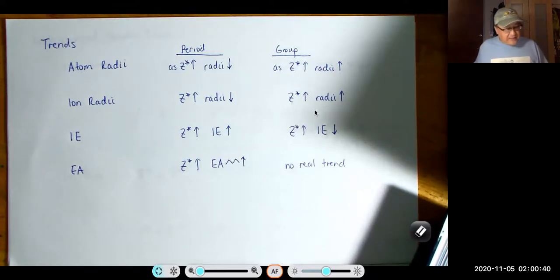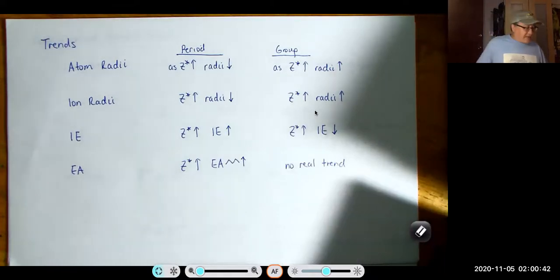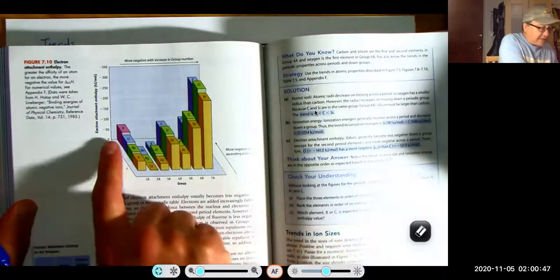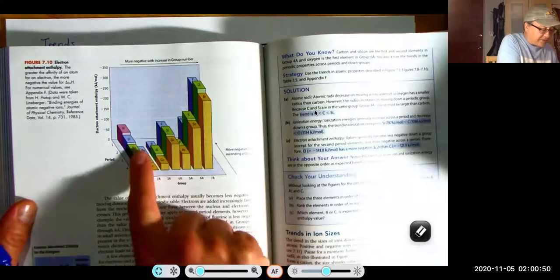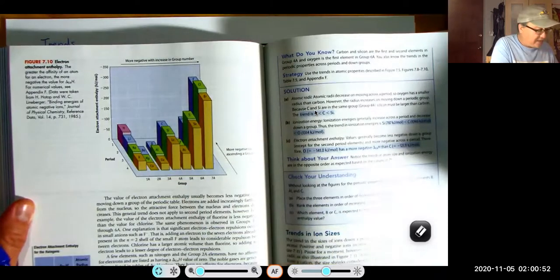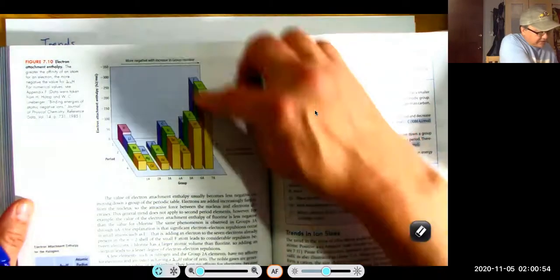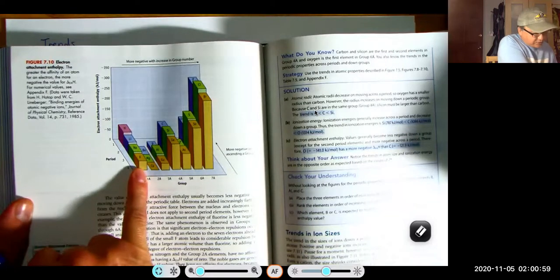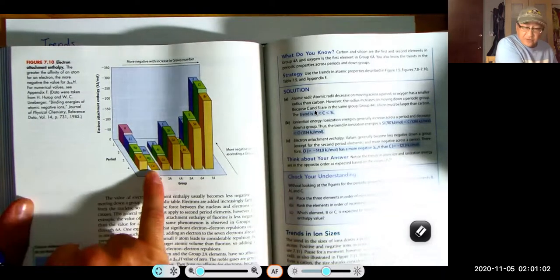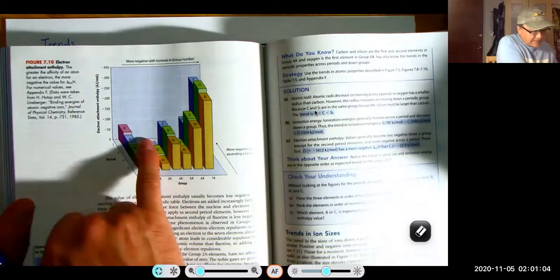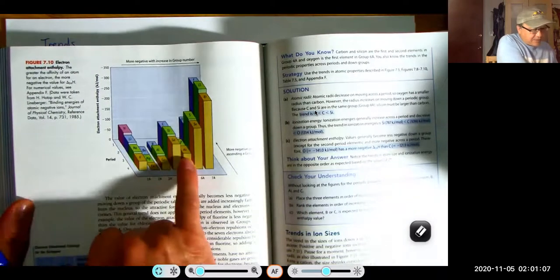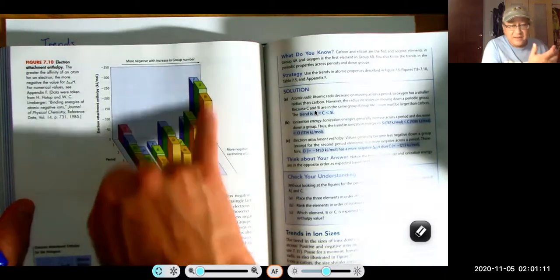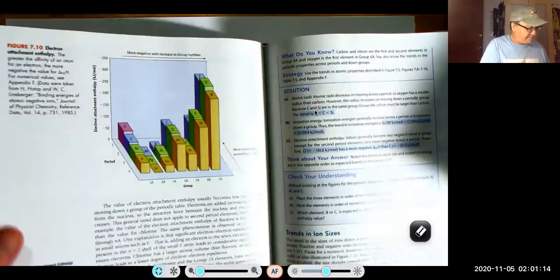Here is the electron attachment enthalpy. So you can see that in general, in a period, it gets larger and larger, but there are some weird things going on there where it goes up and down. And when you look at the group trend, you can see here, this group trend, it decreases. This group trend, it stays flat the whole time. This group trend, it goes up and down, up and down. Here, this one goes up, up, up. This one goes up and then slightly down, and this one goes up and down. There is no real group trend there.